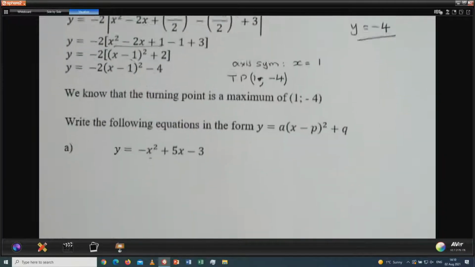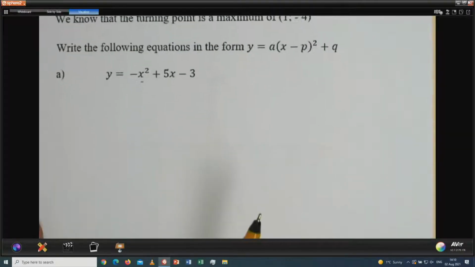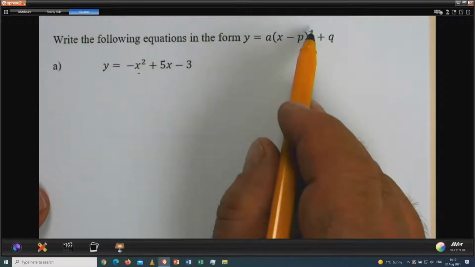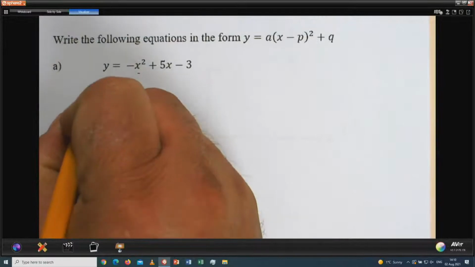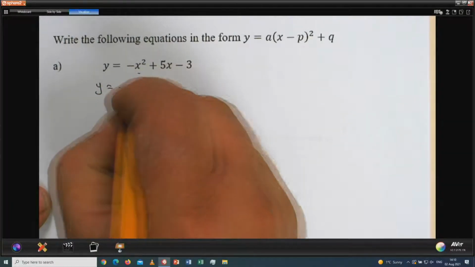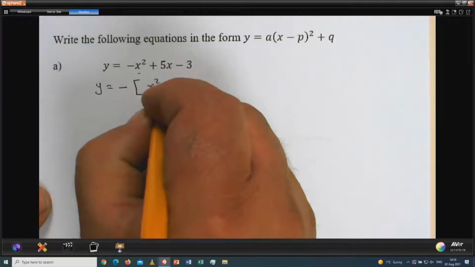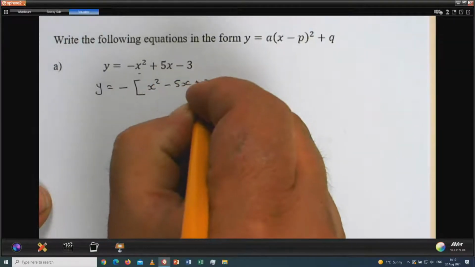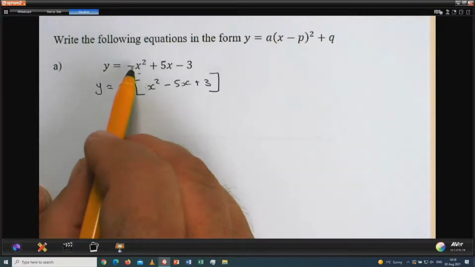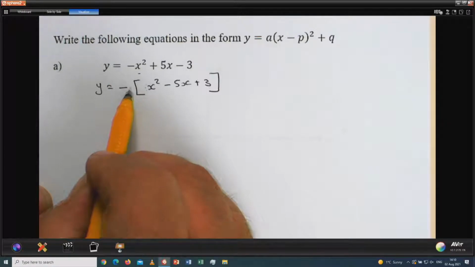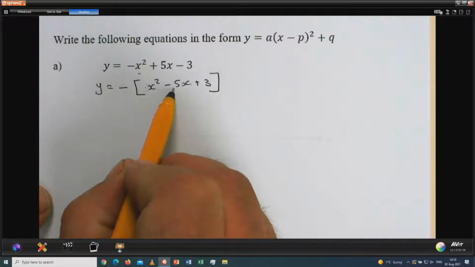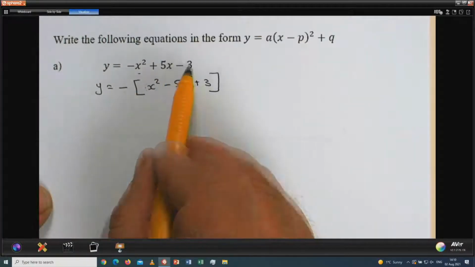Right, in this case here, we need to write the following equation in that form. y equal to a(x minus p) squared plus q. Now your first step is to make the coefficient of x squared inside the brackets 1. So we take out negative, and this becomes x squared negative 5x plus 3. Again, we're going to make the coefficient of x squared 1 inside the bracket, so we took out the coefficient, which is negative 1. Now, negative times x squared is negative x squared. Negative times negative 5x is plus 5x, and negative times positive 3 is negative 3.